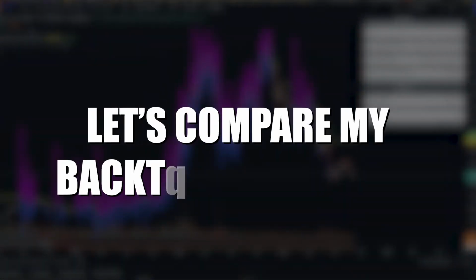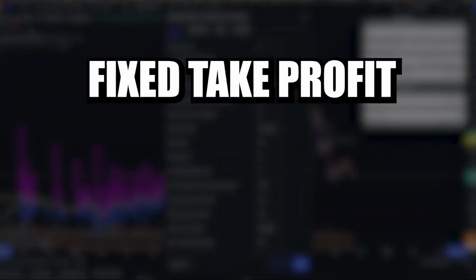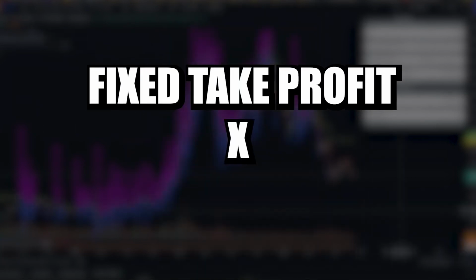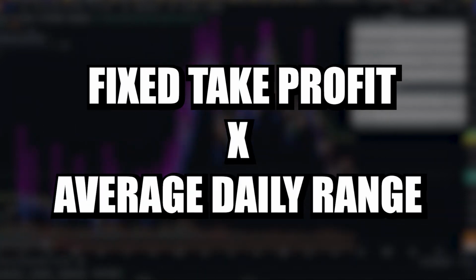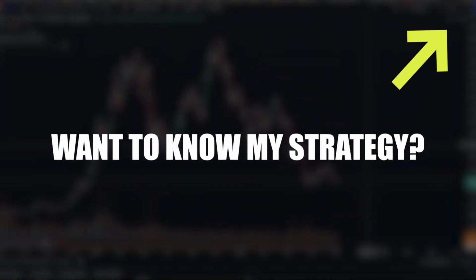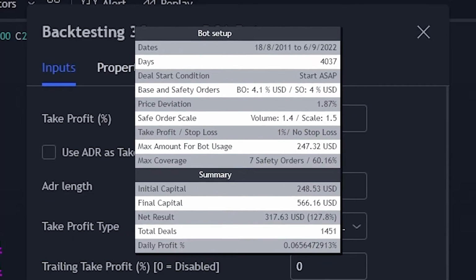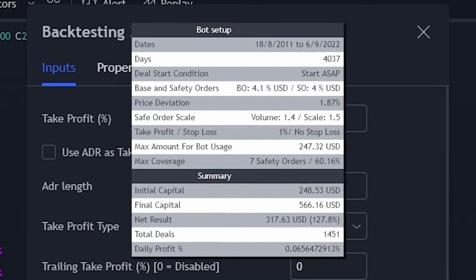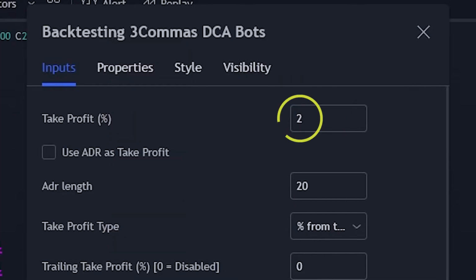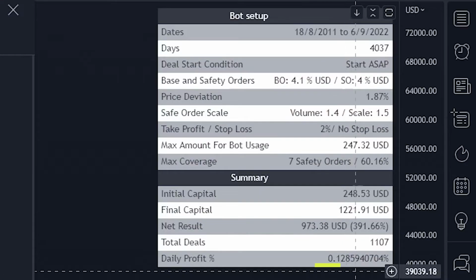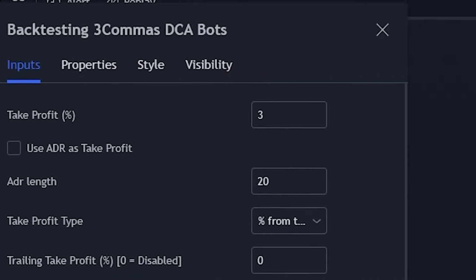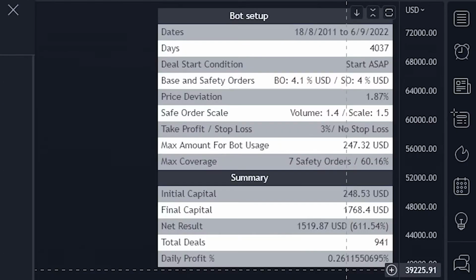So let's compare my backtesting results when using a fixed take profit versus using the average daily range as take profit. If you want to know what strategy I'm using right here, make sure to watch the video in the info box. By using a 1% fixed take profit on BTC against USD, the strategy ends up making 0.065% daily. With a fixed 2%, this increases to 0.128%, and with 3%, it increases to 0.26%.